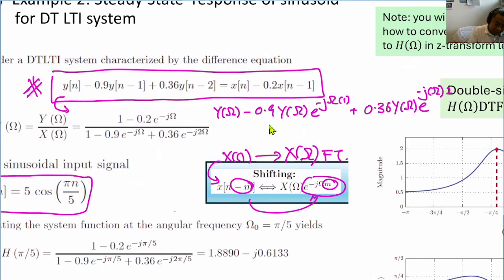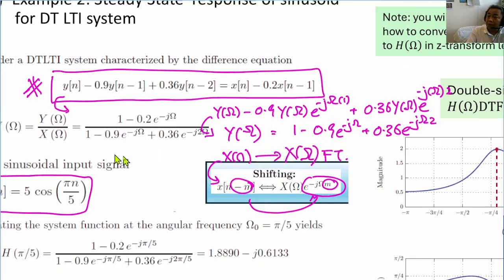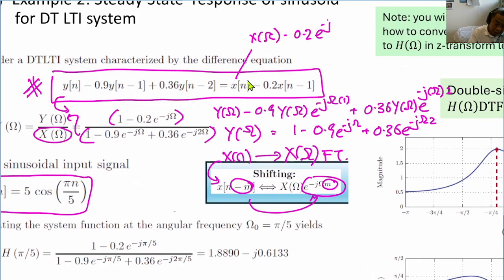You can then immediately see that we can collect y of omega, and then we will be left with this expression in the bottom. So what we basically have done is that we have taken this expression and we have also done it for the right hand side for x of omega, because x of omega is only x of omega minus 0.2 e minus j omega times x of omega, and we collect x of omega together, we have 1 minus 0.2 e minus j omega.